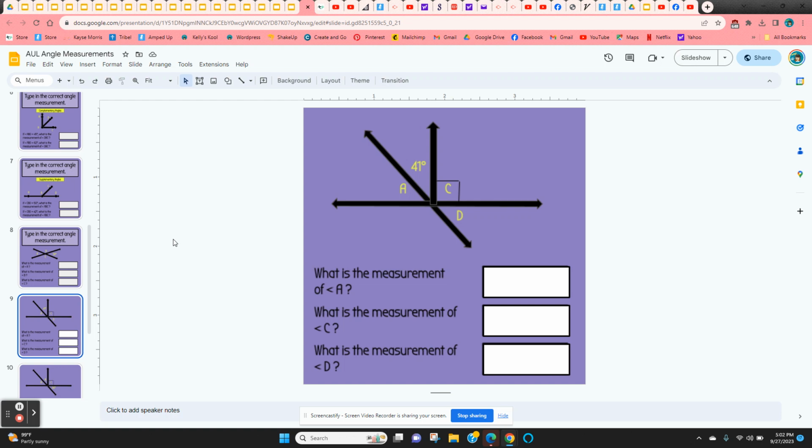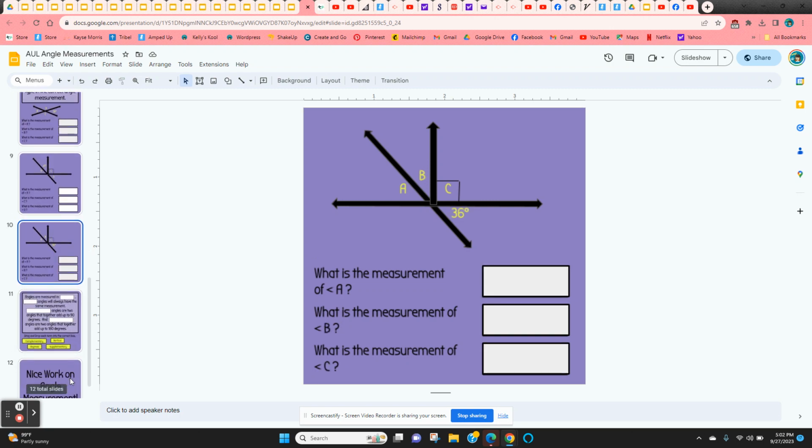And they're going to give an even more difficult diagram here. This one, we can see that this is a right angle, so they should know that C is going to be 90 degrees, and then they have to figure out the other angles. Same thing on slide 10.